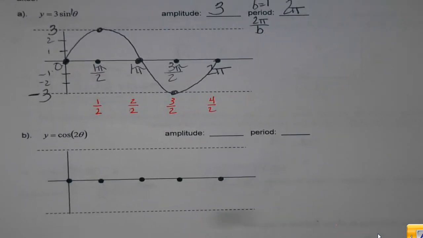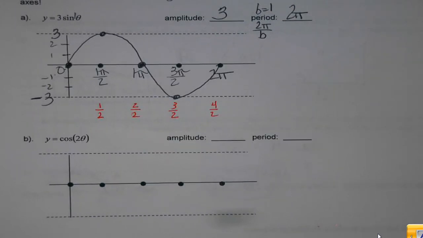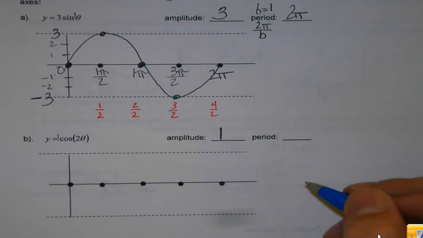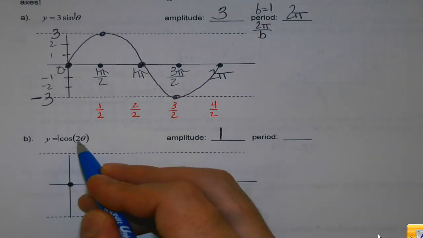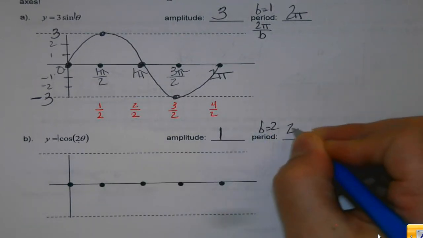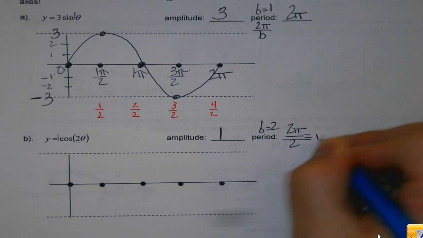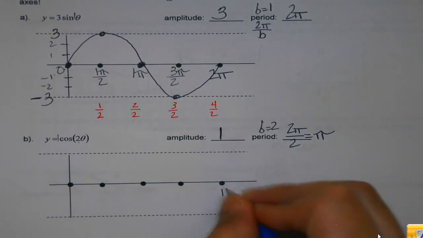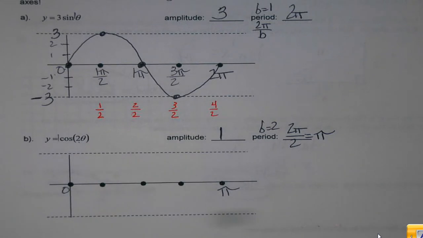Letter B. I notice it's cosine this time. No number out in front, so my amplitude would be 1. I do have a number in front of my angle measure this time, so my B value is 2. So my period is 2 pi over 2, or pi. And again, that would be my last value that I'd put on here.